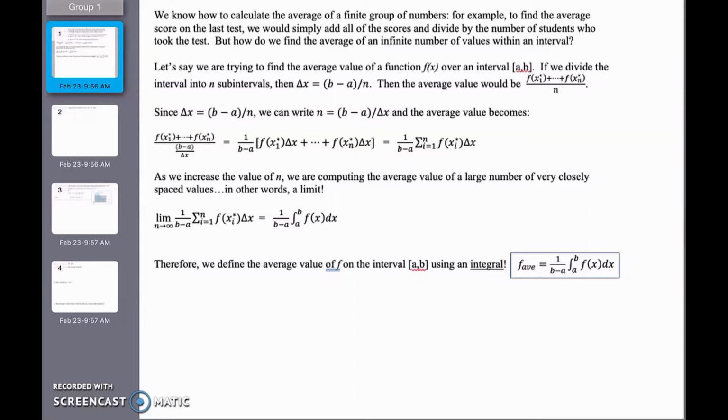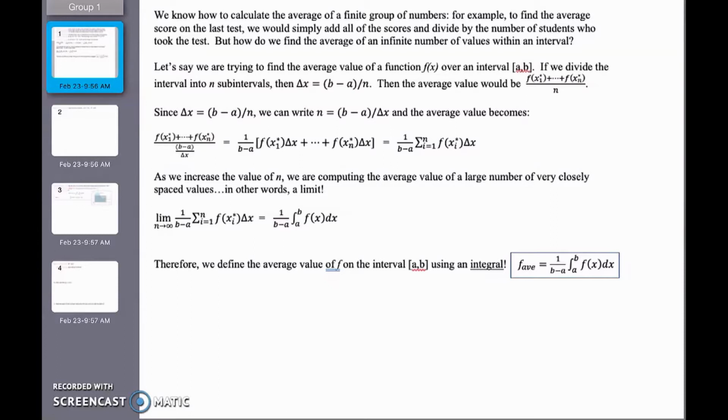And this should be pretty intuitive because we know how to find the average of a group of numbers. For example, if you want to find the average of a group of scores on a test, you add all your scores together and you divide by how many there are. We've been finding averages for years in math classes. But what if we want to find the average of an infinite number of values within an interval? And again, when we're taking something to infinity, we're thinking about a limit, right?